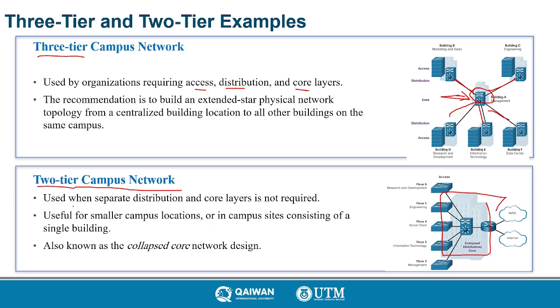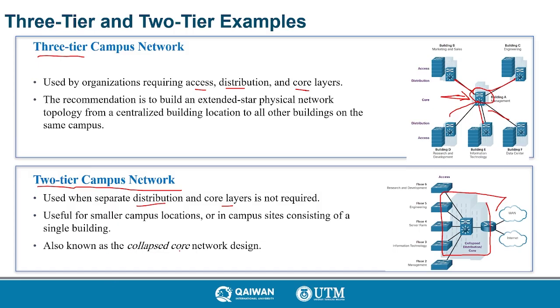And here we talk about how the distribution and core layer is not required. Well, when they say distribution and core layer, we can make it all in one device. We don't have a lot of privileges and so on. So at that time, it would be better to use two-tier, and it is useful for smaller campus locations or campus sites consisting of a single building. You see that here is a single building, so at this time we will use the two-tier campus network. It means that the three-tier is for larger networks and two-tier is for smaller networks, if you try to explain it this way.